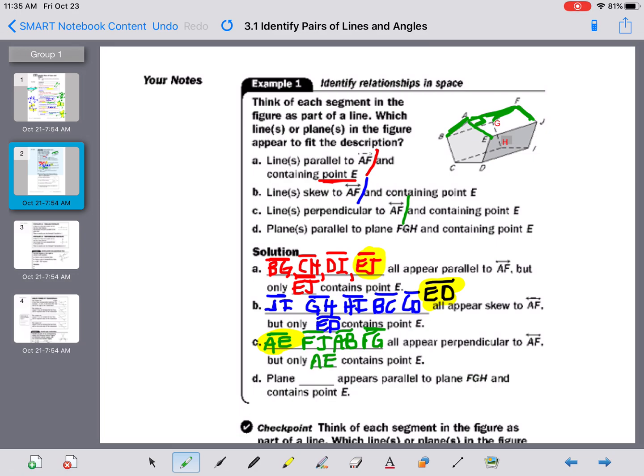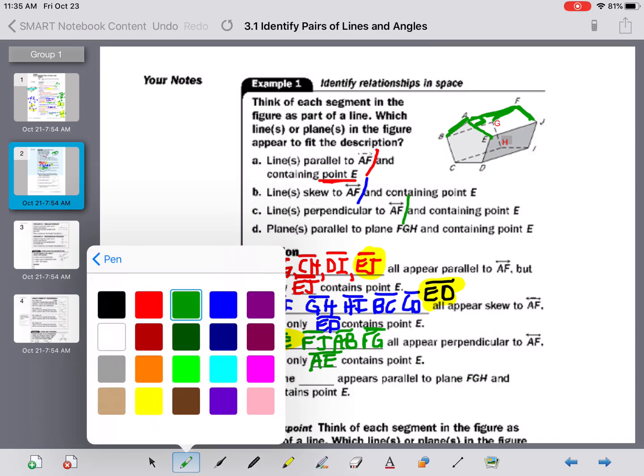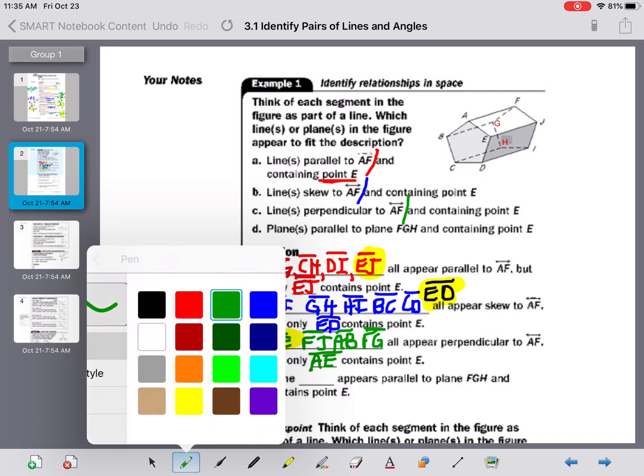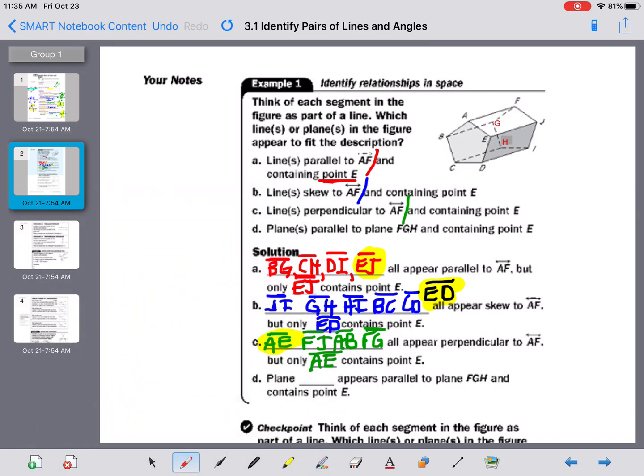And again, on your homework, if you don't have to make the list, go short and just go right to the one that contains the point they wanted it to contain. All right, last one here. It says name planes parallel to plane FGH. Okay, so let's first figure out where is plane FGH. Thought I changed colors here. Okay, so FGH is back here.